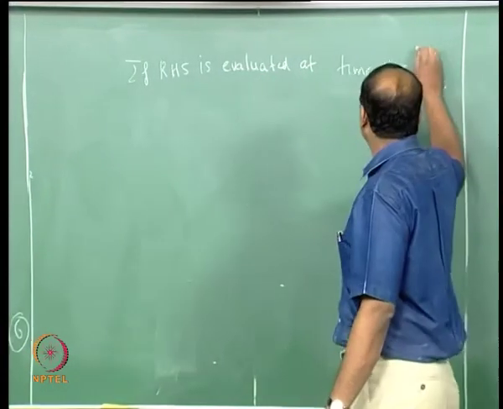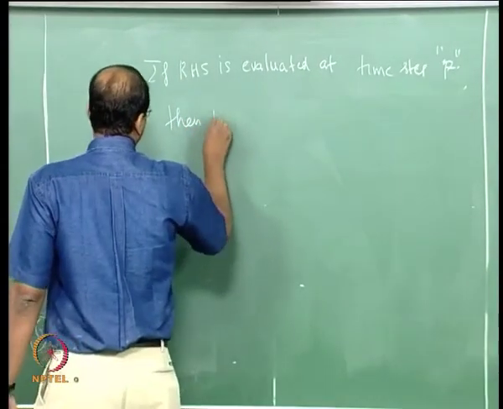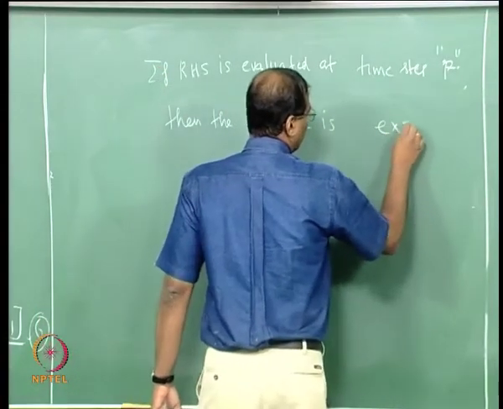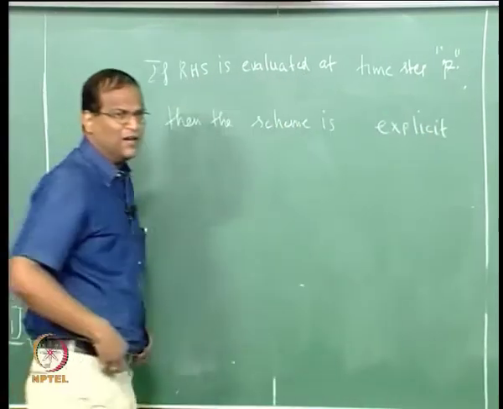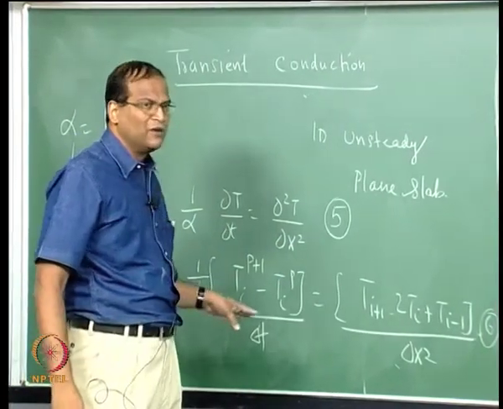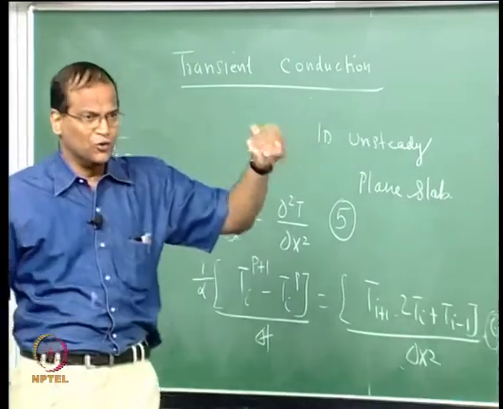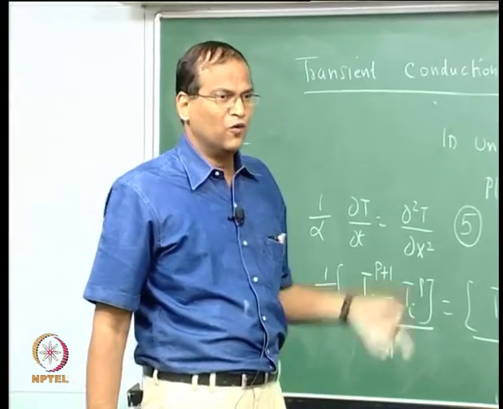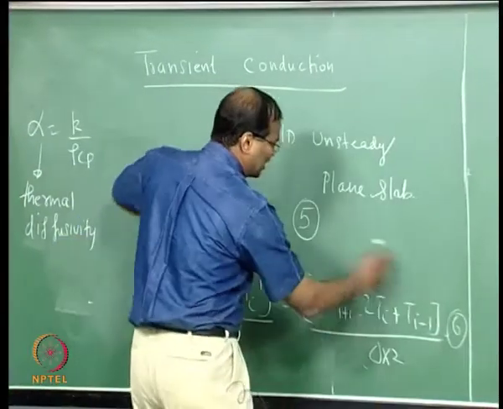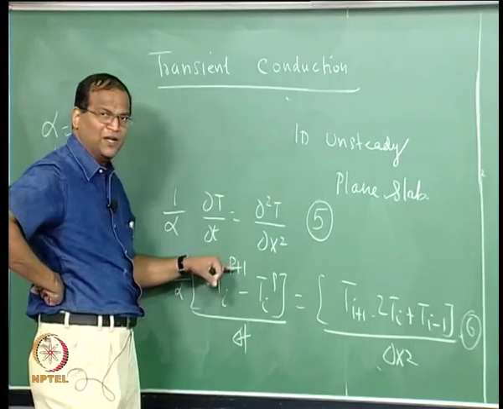If the RHS is evaluated at time step P, then we have an explicit scheme. What does it mean? You start with an initial condition, that means for all x you know the value of temperature. So that is, at t equal to 0, known. So you start at t equal to delta t, the first time step. For getting the first solution, you need to know the solution at 0. That is the initial condition available to you. The right side is known, Ti of P is known, therefore you can find out Ti of P plus 1.